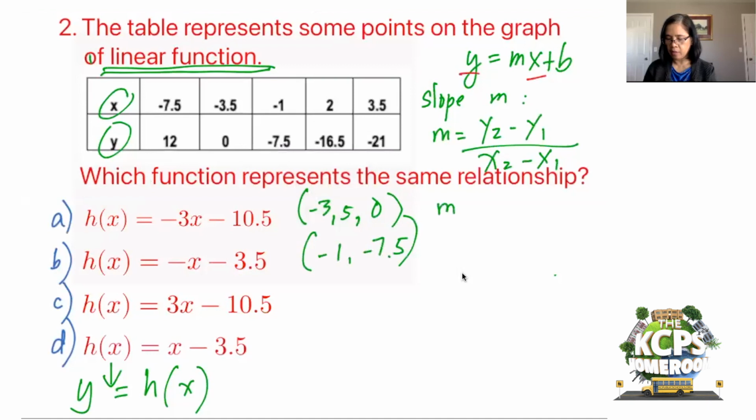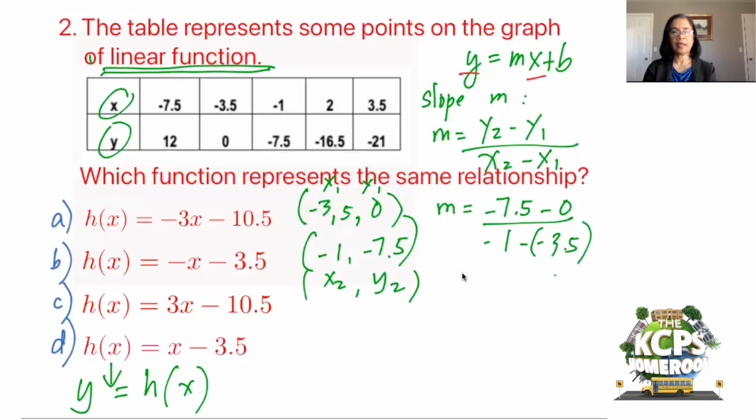So m equals, this could be our x sub 1, y sub 1, and this is our x sub 2, y sub 2. Okay, so start. y sub 2 is negative 7.5, minus y sub 1, which is 0, over our x sub 2, you have negative 1 minus negative 3.5. I'll stop here. We're just substituting the values.